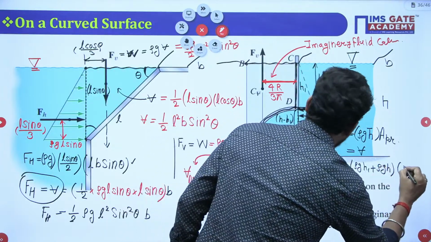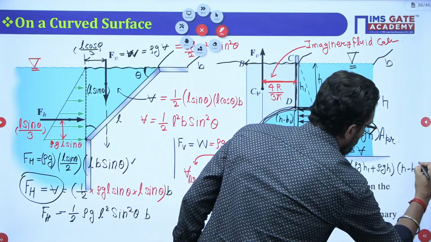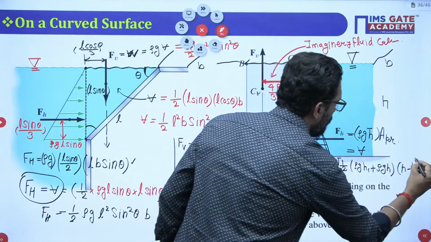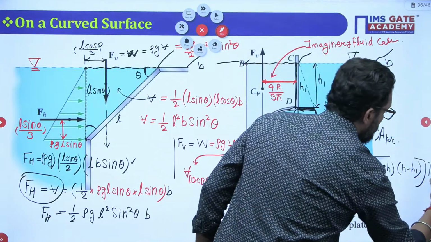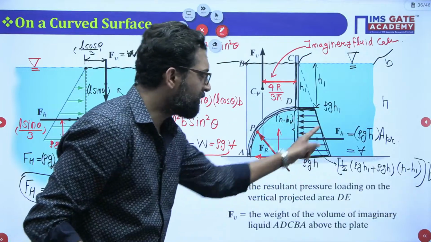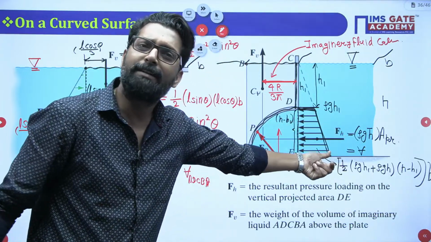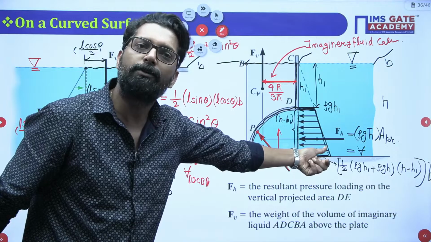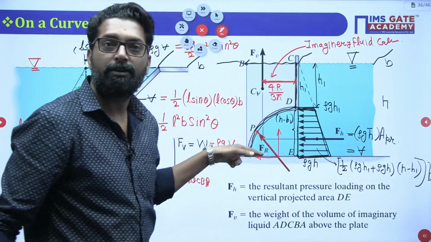So what is the gap? H minus h1. So this is area times, let's suppose the width is b. So this is your volume, and this volume is your hydrostatic force. Simple. This volume is your horizontal hydrostatic force.